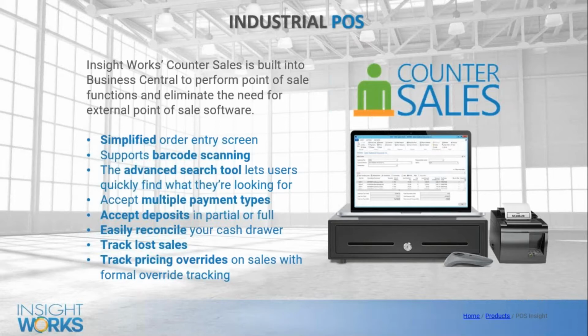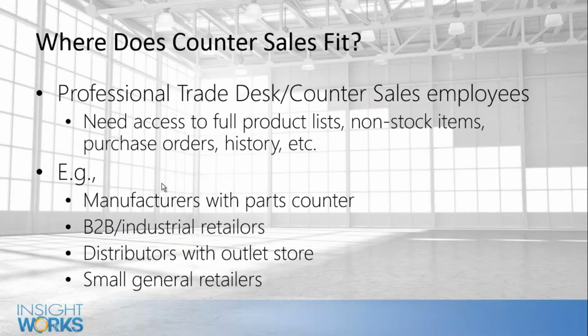Now, we do all the point of sale type stuff as well. So, we actually have a number of customers that are just using it for sort of retail point of sales, but it's really intended for that professional salesperson at a trade desk that's going to be able to figure out what the customer needs. And to do that, they're going to need access to everything that we typically have within Business Central. So the full product lists, the inventory at other stores, all of those sorts of things that they need to make a decision on what to sell the customer, right?